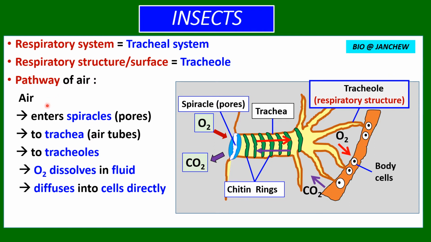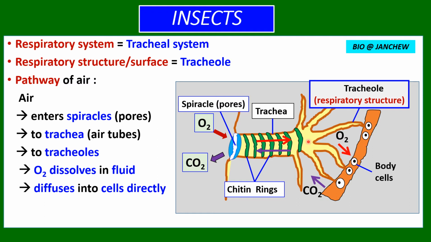Pathway of air is, now imagine that this is the respiratory system of the insect. It looks like a hand, all right, sticking out like that with its fingers. So these are spiracles here. There are spiracles here, or pores or openings that allow the gases to move in or out. So for example, oxygen. The air with oxygen enters the spiracles or pores, and then it flows through the trachea, which is an air tube, and then the trachea branches out to form tracheoles.